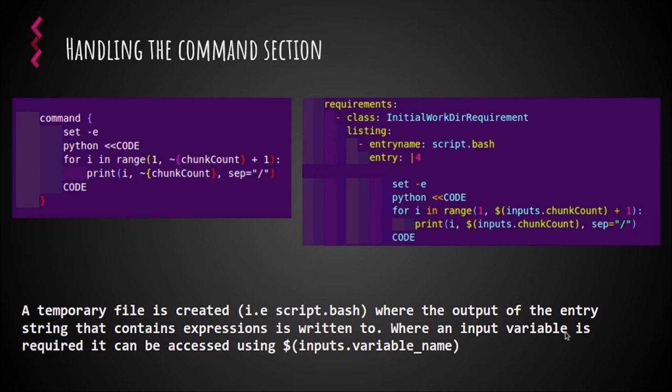The command can have strings and placeholders. These placeholders can have expressions which could be declarations or functions. When these placeholders are handled, a valid CWL expression is returned as an entry in the listing under requirements. During execution, a temporary file is created where the output of the entry is written to. These are just the quick examples that I can talk about in this presentation.